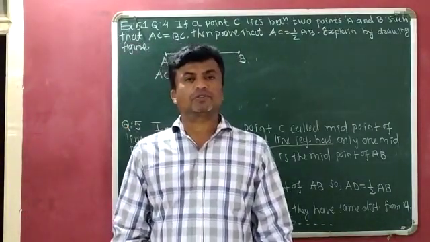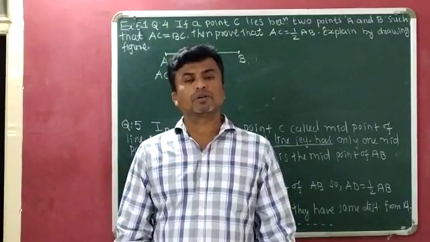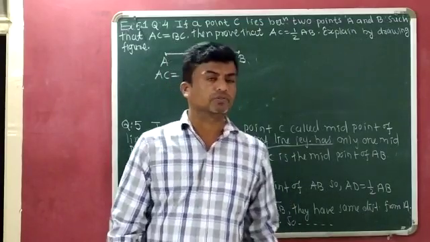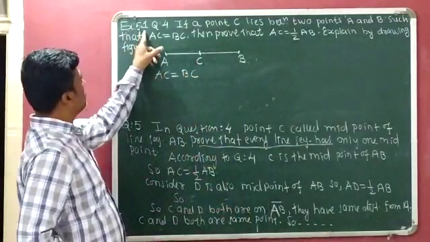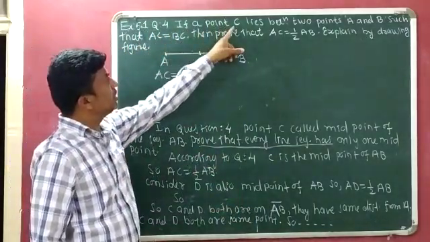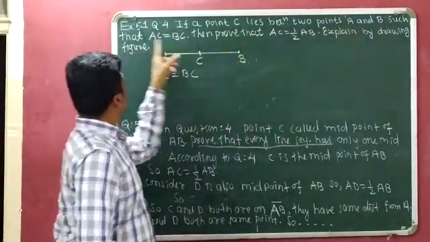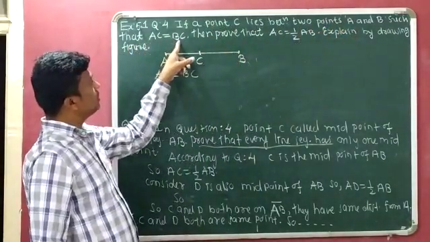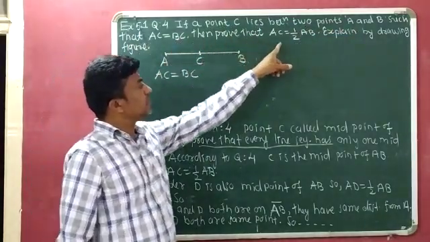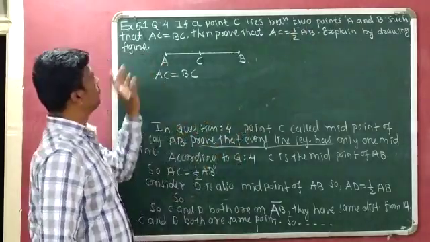Good morning students. Today we will discuss exercise 5.1, question number 4 and question number 5. So see children, exercise 5.1, question number 1. If a point C lies between 2 points A and B such that AC is equal to BC, then prove that AC is equal to 1 by 2 AB, explained by drawing figure.